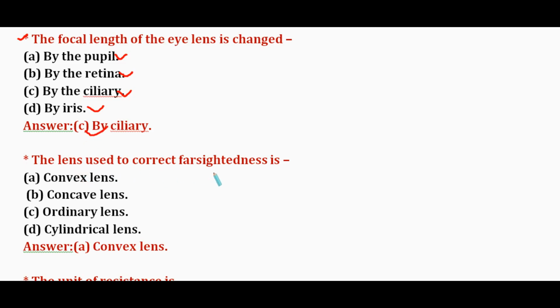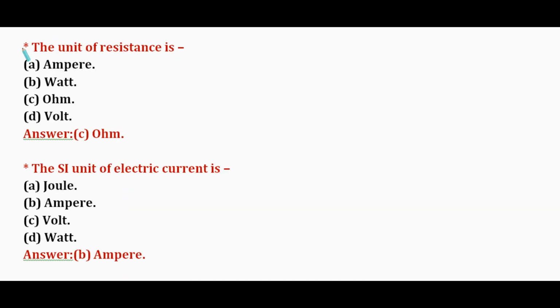The lens used to correct far-sightedness is convex lens, concave lens, ordinary lens, cylindrical lens. The correct answer is convex lens. The unit of resistance is ampere, watt, ohm, volt. Correct answer is ohm. The SI unit of electric current is joule, ampere, volt, watt. Correct answer is ampere.